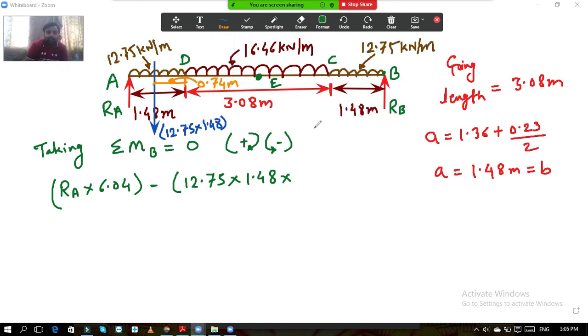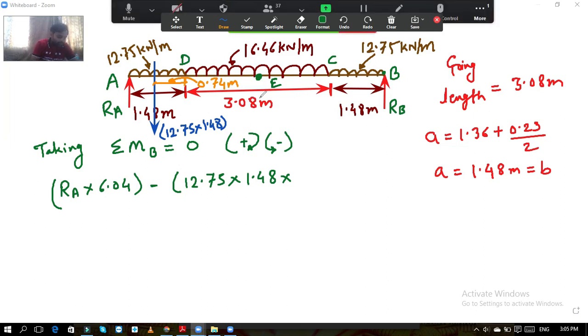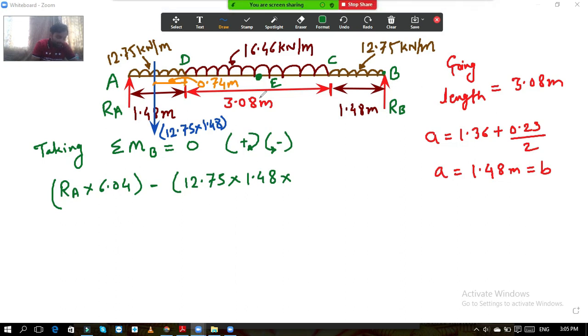So here the next point is, now calculate the distance. It is 1.48 plus 3.08 plus 0.74. What is the value? We want to calculate the value. 5.3. As per my calculation, the value is 5.3. Is it right? The value is right.